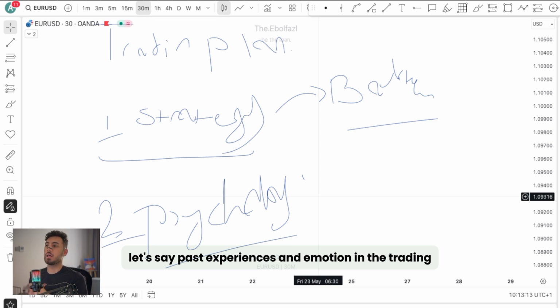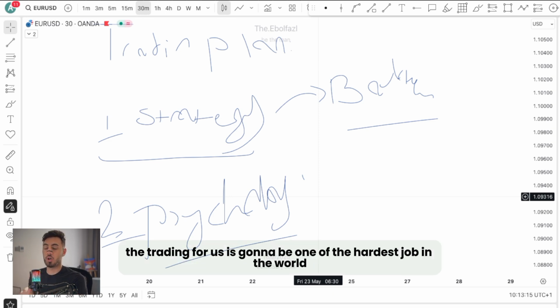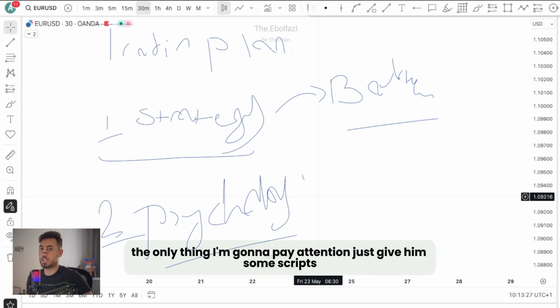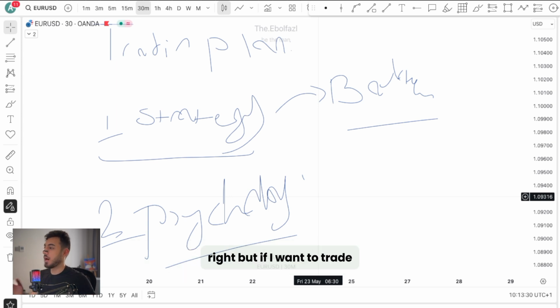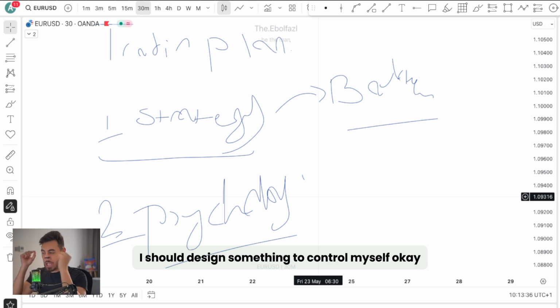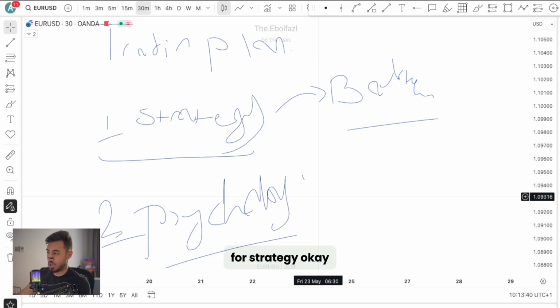So trading for us is one of the hardest jobs in the world, right? If I design an AI that trades for me, I'm okay with that, because the only thing I'd need to do is give it some scripts, right? But if I want to trade myself, I know that for each circumstance and each element, I should design something to control myself.